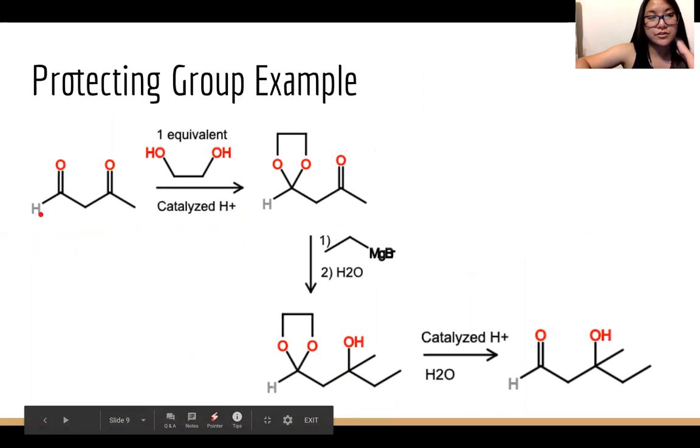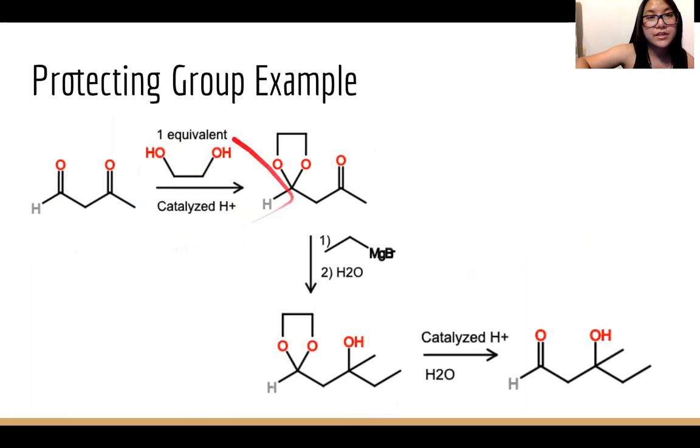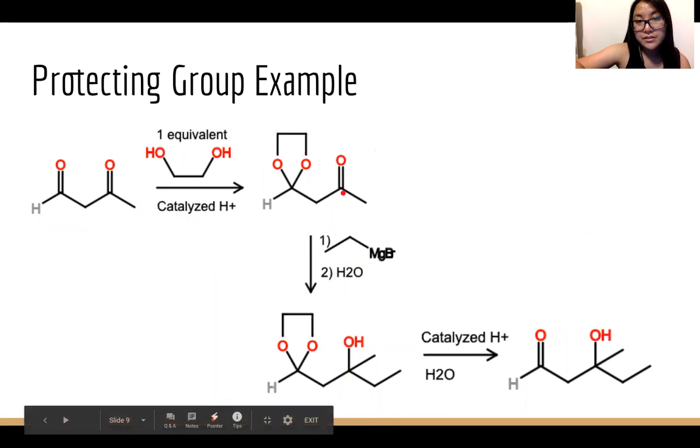So here we have a structure that has an aldehyde portion and a ketone portion. And we have one equivalent of the protecting group reagents. So this goes through, and remember I said the aldehyde is going to react because the aldehyde is more reactive than the ketone, and we only have one equivalent. So that one equivalent is going to react with the aldehyde. So the aldehyde is now capped. And now we can go through with a Grignard reaction, right? So we go through with the Grignard reaction, and the Grignard is going to react with the ketone, which results right here.